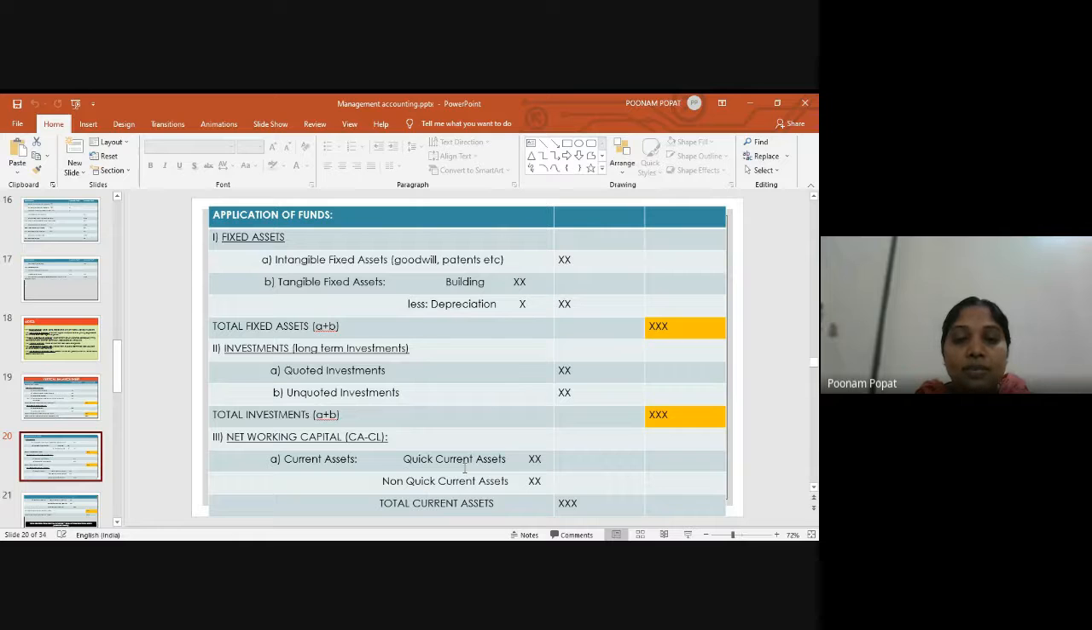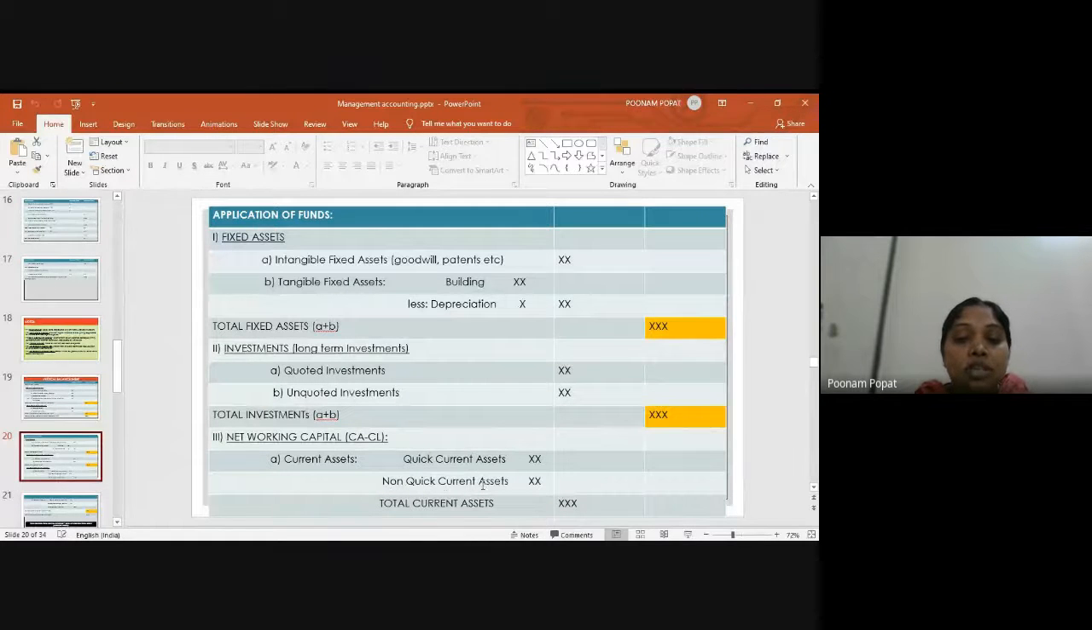Any guess? Yes, they are. For example, if I have a debtor in my business, I can ask the debtor to accept a bill and I can take that bills receivable to my bank and I can discount that bill. So that can be easily converted into cash. So what are the examples of quick current assets? We have cash balance, bank balance, debtors, bills receivable, etc.